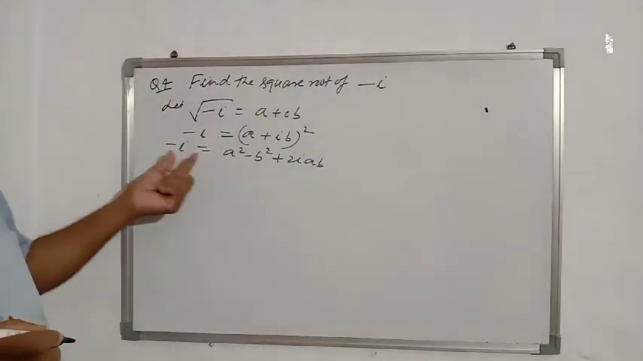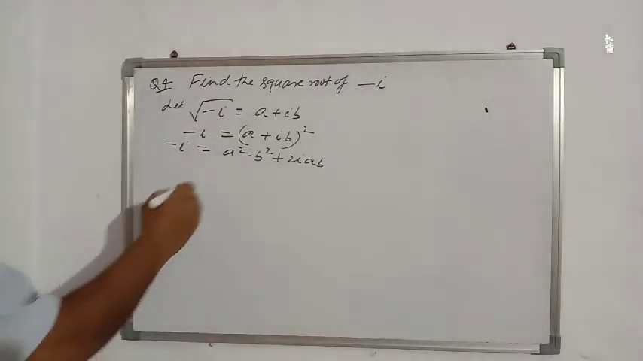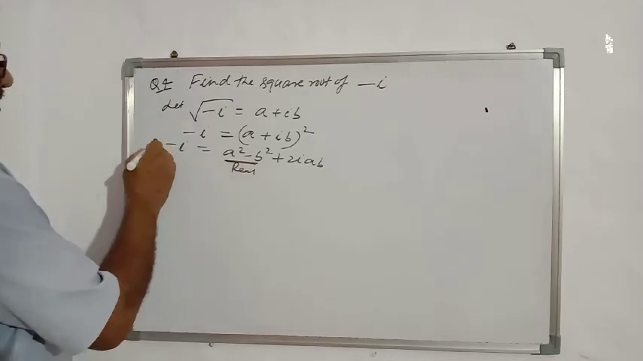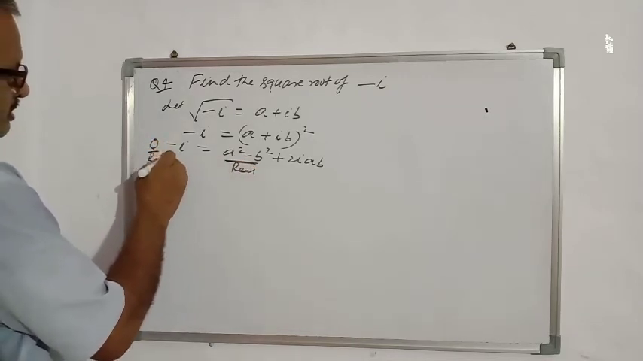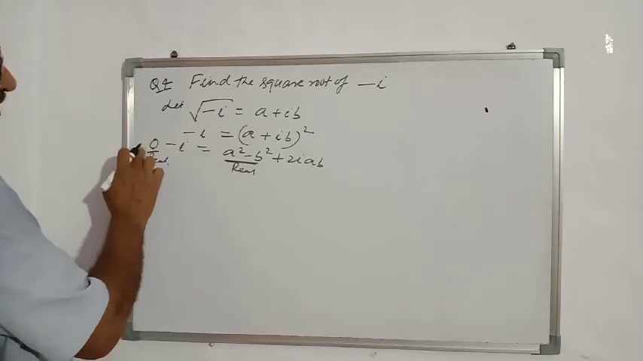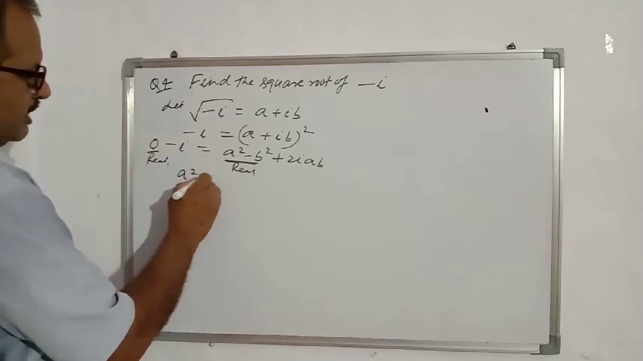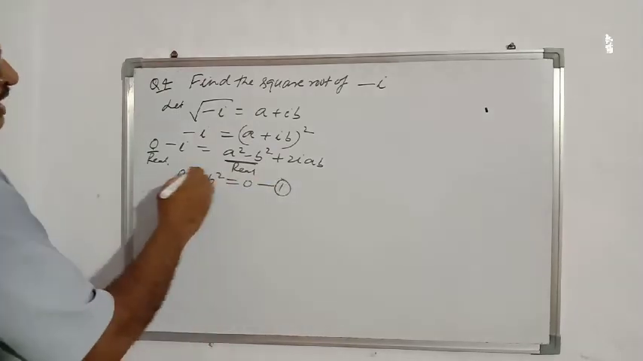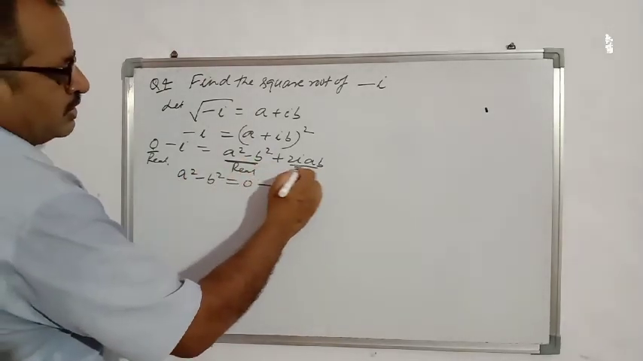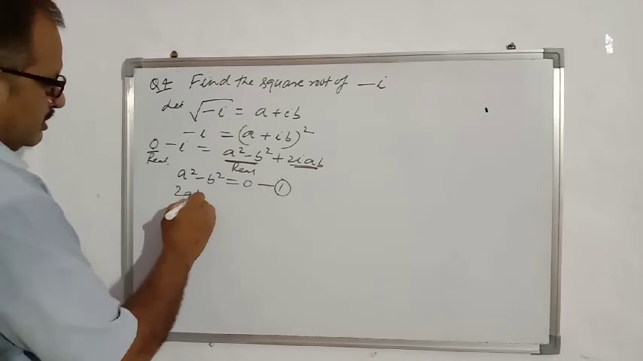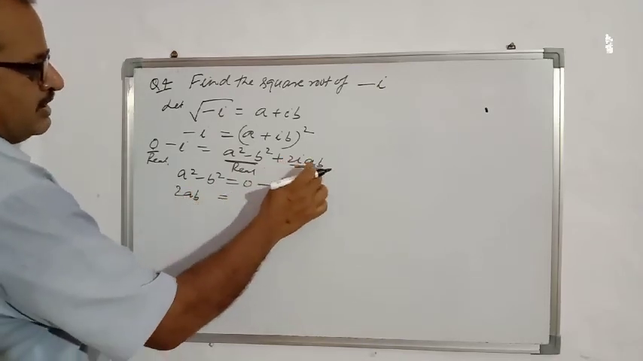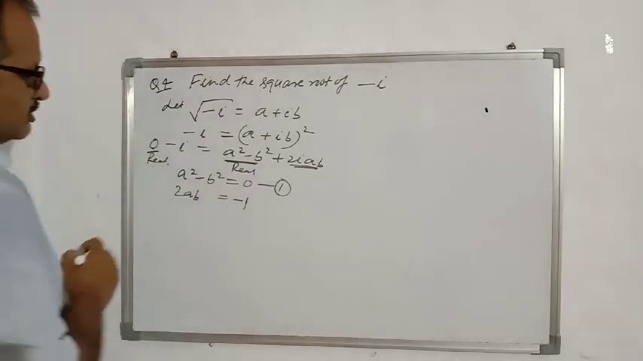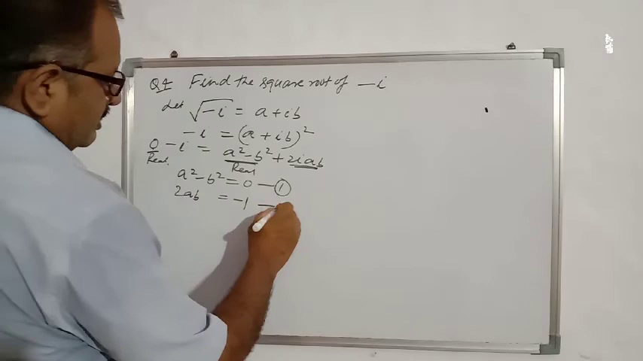Now equating the real part and imaginary part. Here the real part is a square minus b square. But here the real part is what? 0. No real part is there. So a square minus b square will be 0. And the imaginary part is 2ab. Coefficient of i is the imaginary part. So 2ab is equal to the coefficient of i, which is minus 1. So 2ab is equal to minus 1.